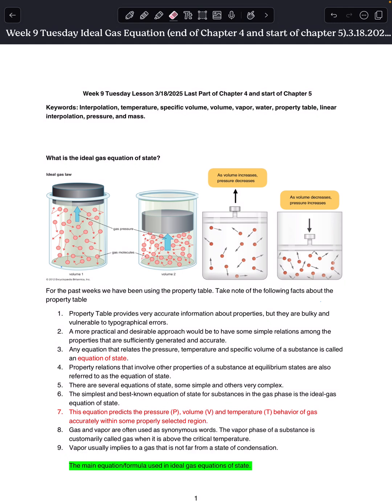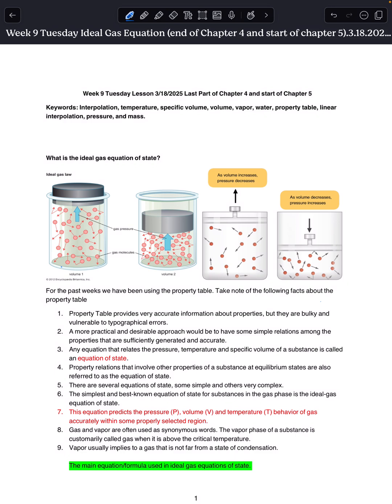So we are looking at the last section of chapter 4, and we are going to start chapter 5 after this last section. In the last section of chapter 4, we are talking about the ideal gas equation of state. So let's look at the keywords.